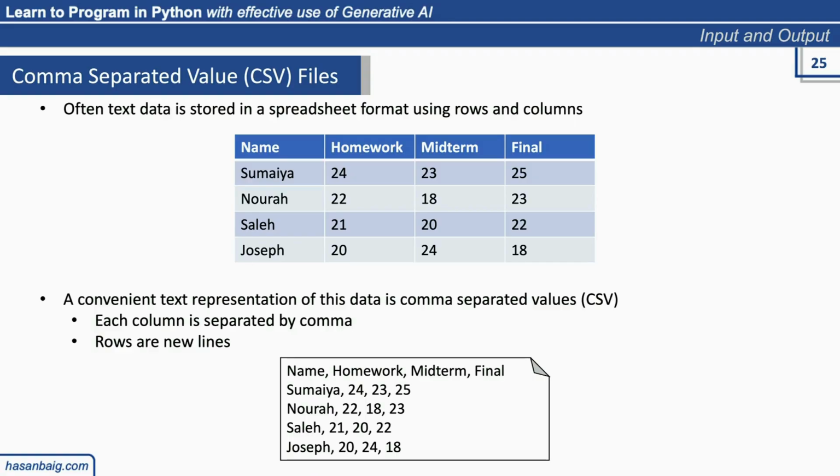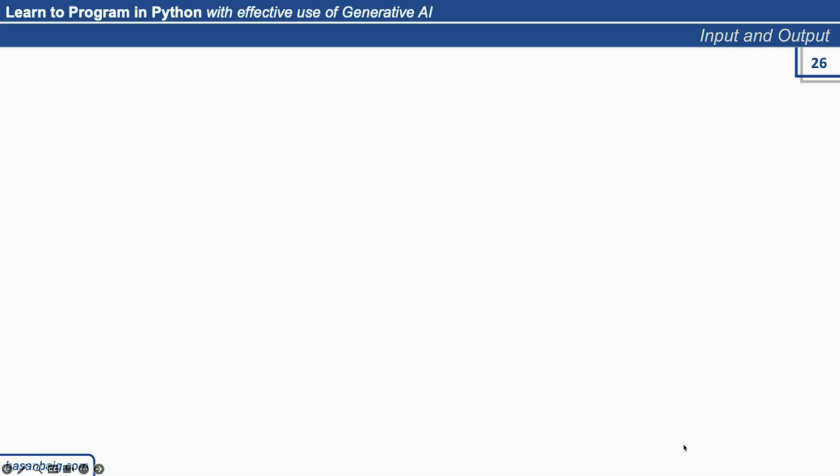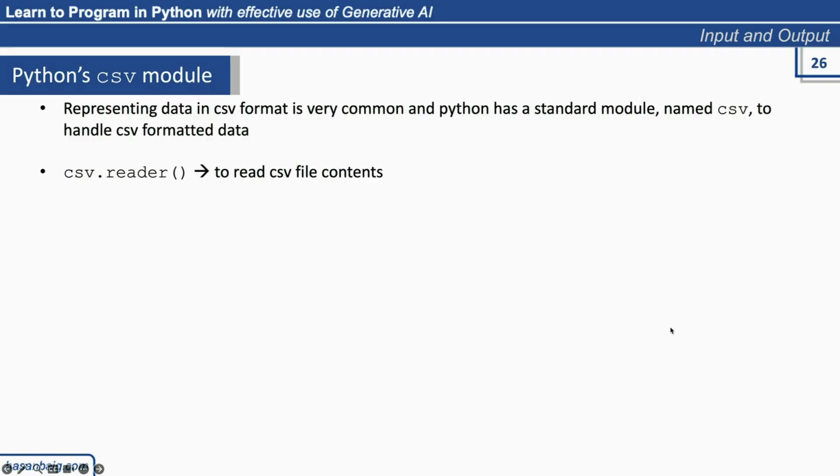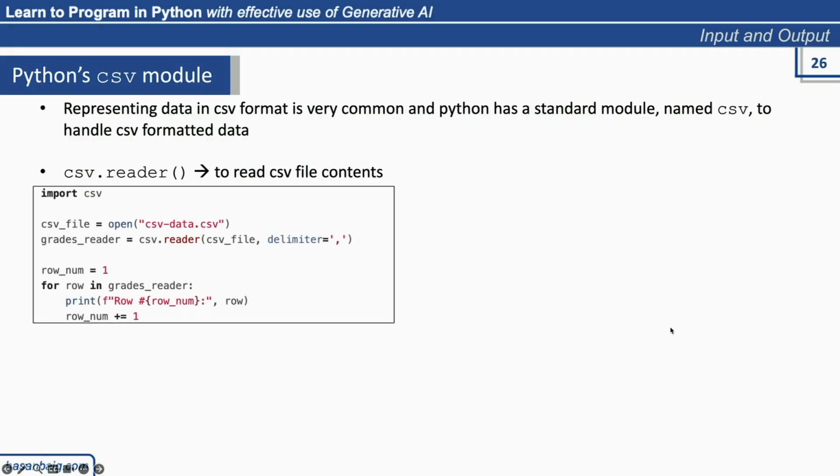Every comma separated value will be treated as a separate column, and every separate line is treated as a row in a spreadsheet. When you open this data in Excel, it would look something like this. So we have a built-in CSV module in Python. I do not want to spend too much time on that, so there is a code written on here.